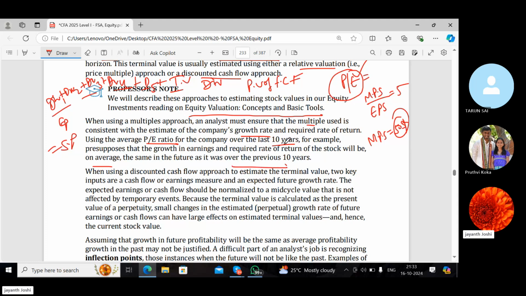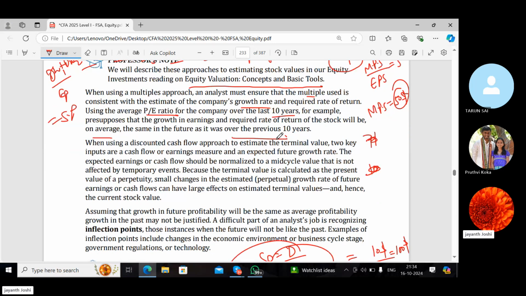Of course, if you are taking the P ratio and based upon that you want to forecast the company's future, it presupposes that the growth in earnings and the required rate of return of the stock will be the same. That means you are saying what will be the growth in the stock price and the required rate of return of the stock. So if you are taking 10 years' time, you'll be taking an average, correct or wrong? That means we are not speaking about the P ratio for one period. We are speaking about the average P ratio. So the 10-year average P ratio can tell you about the average earnings and the average required rate of return, correct or wrong? Yes. That's what.